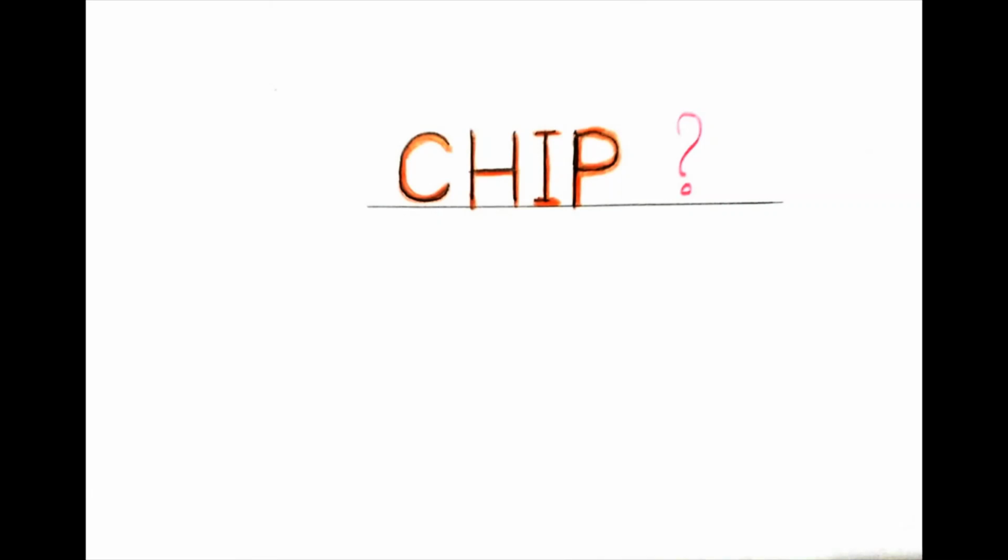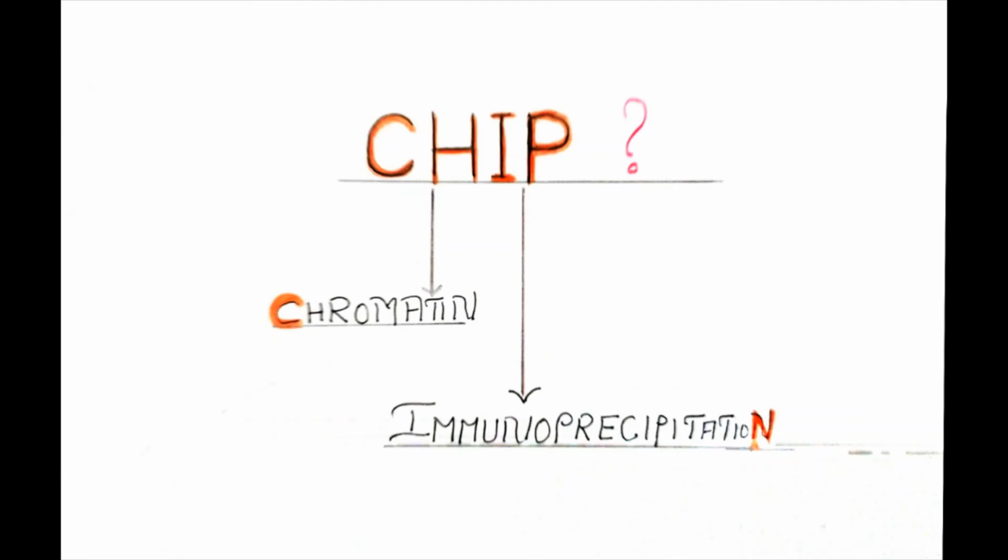Good morning. Today we'll discuss ChIP assay. The first question that comes to our mind is, what is ChIP? In ChIP assay, CH refers to chromatin, IP refers to immunoprecipitation.